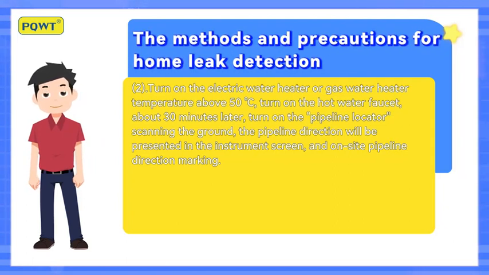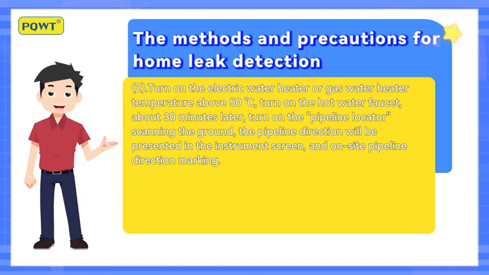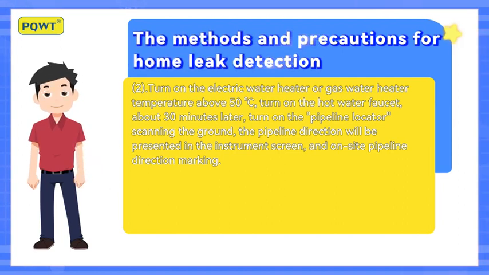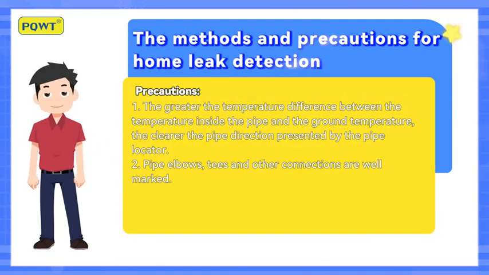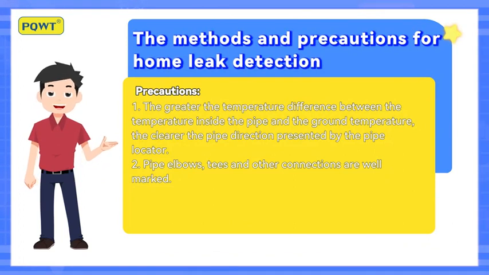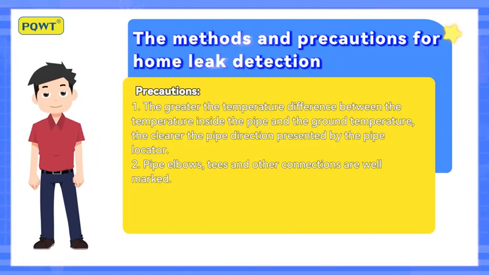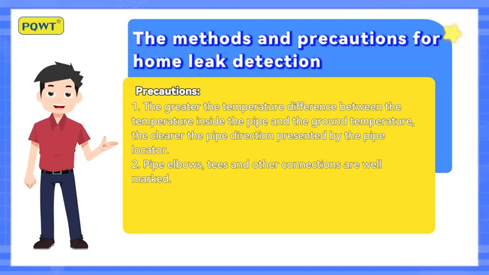2. Turn on the electric water heater or gas water heater at a temperature above 50 degrees centigrade. Turn on the hot water faucet. About 30 minutes later, turn on the pipeline locator. Scanning the ground, the pipeline direction will be presented on the instrument screen and marked on site. Precautions. 1. The greater the difference between the temperature inside the pipe and the ground temperature, the clearer the pipe direction presented by the pipe locator. 2. Pipe elbows, joints, and other connections should be well marked.